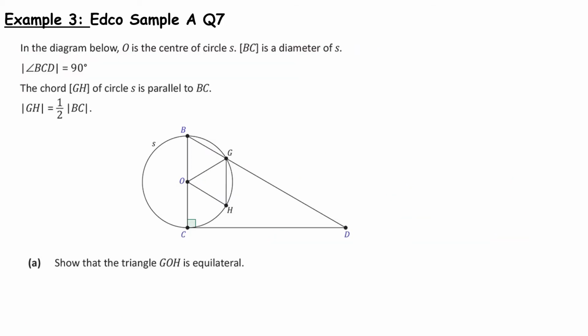So example 3 is from the Edco Sample paper, so it's Sample A Q7. What I actually really like about this is it's basically a version of a question that appeared on the Leaving Cert higher level paper. Now that might freak people out, but I don't say it to freak people out. I say it as in, most of the geometry that you're doing at Junior Cert higher level is all that you really will need moving forward.